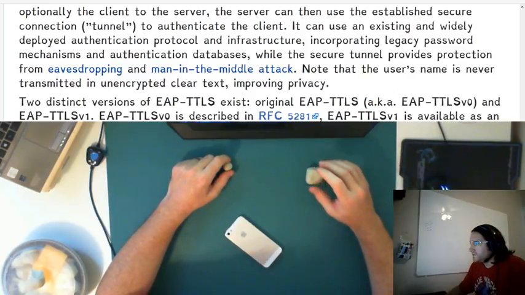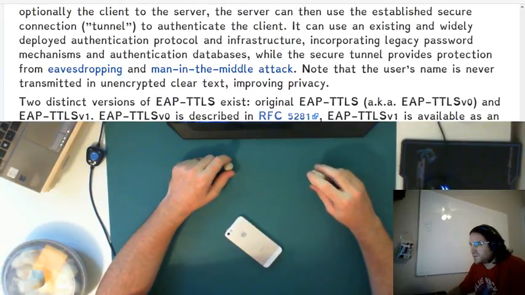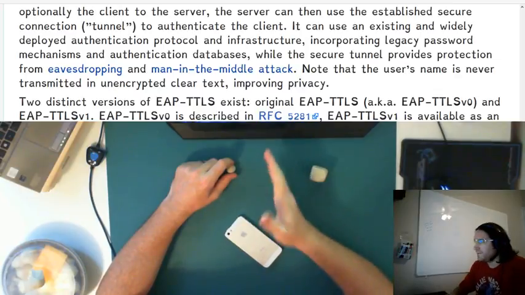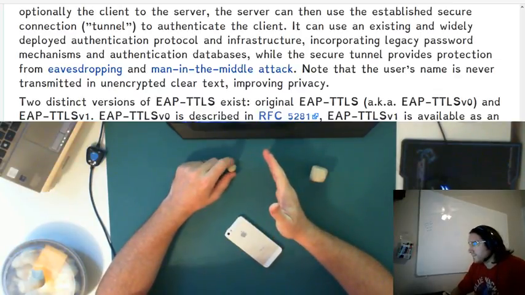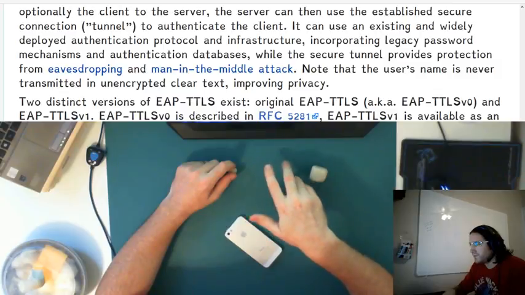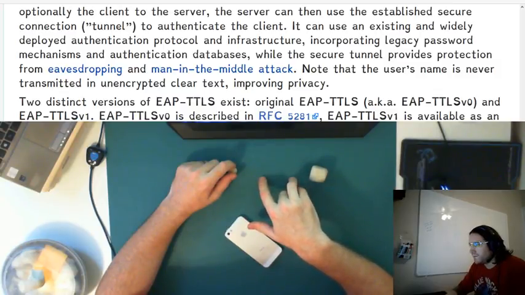It can use an existing and widely deployed authentication protocol and infrastructure, incorporating legacy password mechanisms and authentication databases. While the secure tunnel provides protection from eavesdropping and man-in-the-middle attacks, note that the user's name is never transmitted in unencrypted clear text, improving privacy.